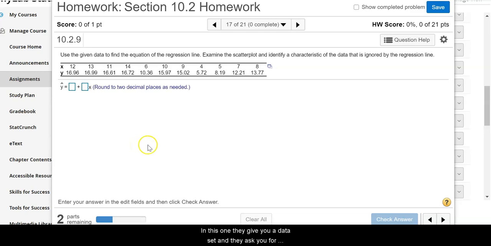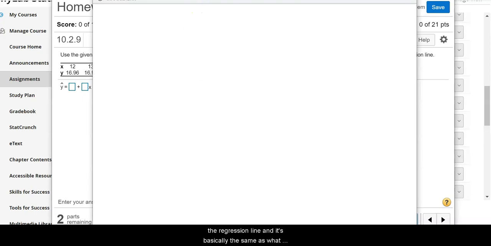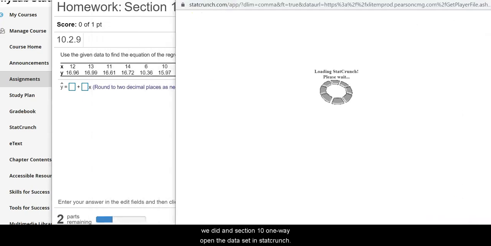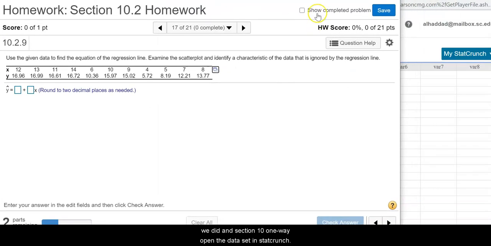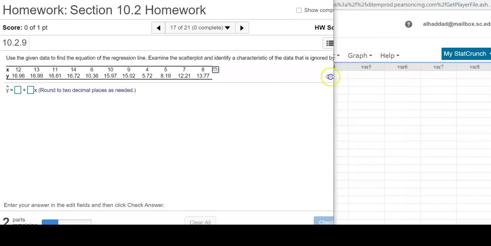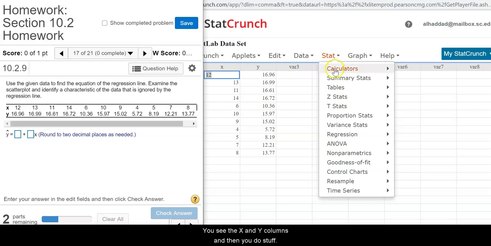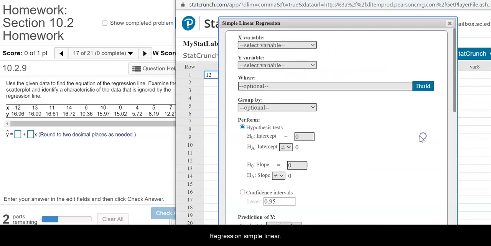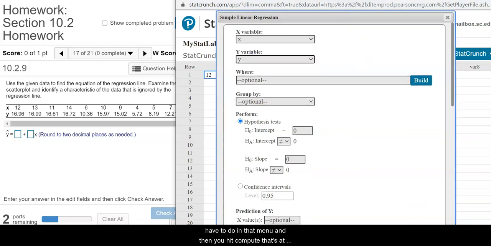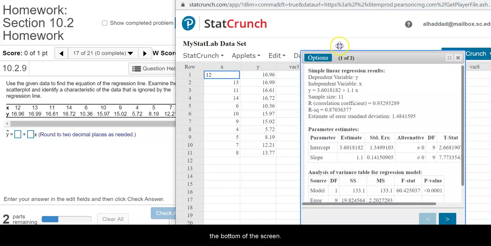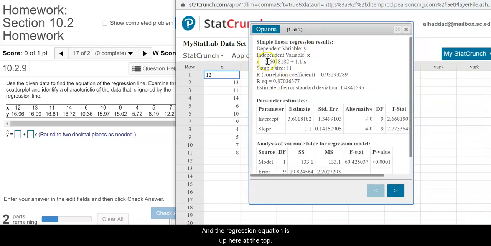In this one, they give you a data set and they ask you for the regression line, and it's basically the same as what we did in section 10.1, where you open the data set in StatCrunch. You see the X and Y columns, and then you do stat, regression, simple linear. The X variable is X, the Y variable is Y, and that's all you have to do in that menu. And then you hit compute, that's at the bottom of the screen. And the regression equation is up here at the top.